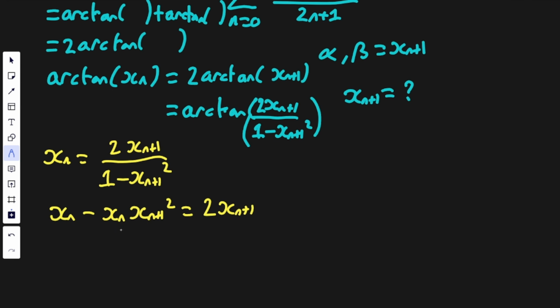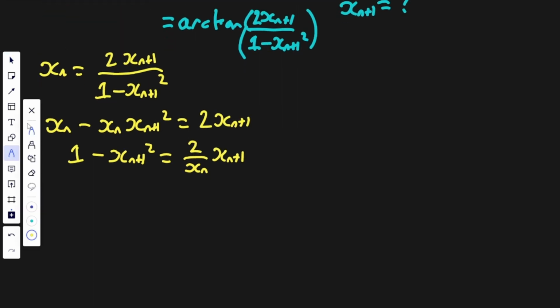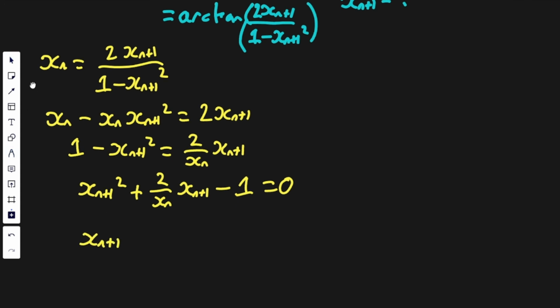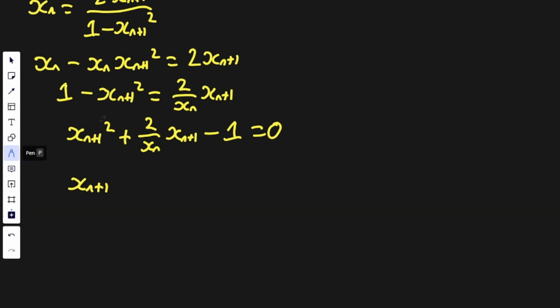Next I'm going to divide by x_n, so I get 1 minus x_{n+1} squared equals 2 over x_n times x_{n+1}, and this is like a quadratic in terms of x_{n+1}. So we get x_{n+1} squared plus 2 over x_n times x_{n+1} minus 1 equals 0. Solving this, we're going to take the positive solution of our quadratic. Doesn't particularly matter, but because our initial value is the positive one, it makes sense to take the positive. However, it doesn't particularly matter.